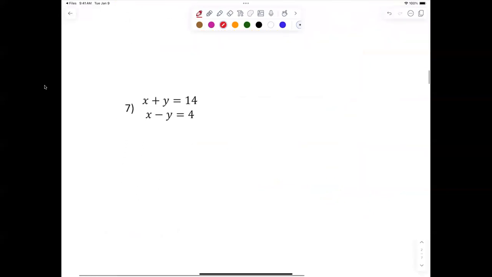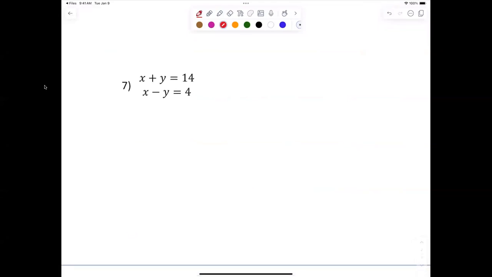Let's move on to number 7. Everybody's looking at 7 now. This one's nice and easy because, do we remember? They cancel out. So all we have to do for number 7 is draw a line underneath, and we have to add them. And we add them because what's true about the positive Y and the negative Y? They cancel. So what's X plus X? 2X. 14 plus 4, 18. So X was equal to what? 9.